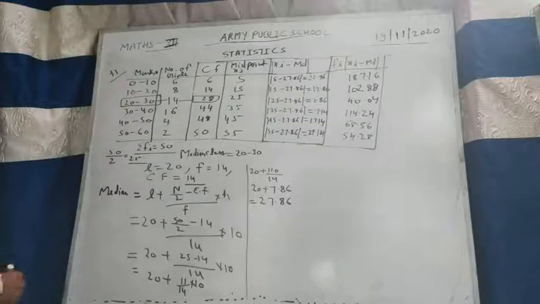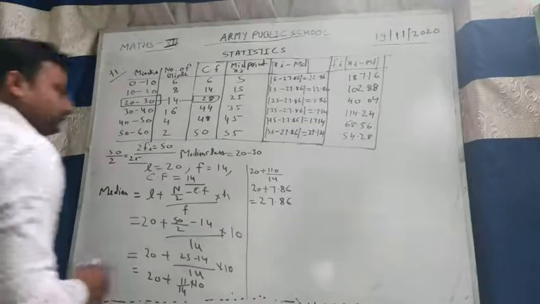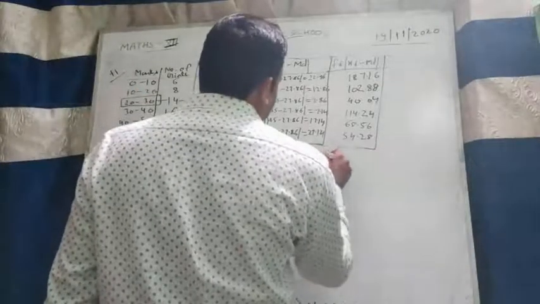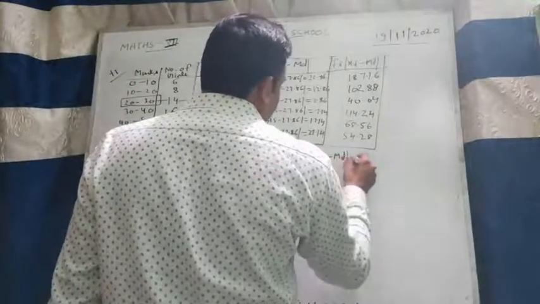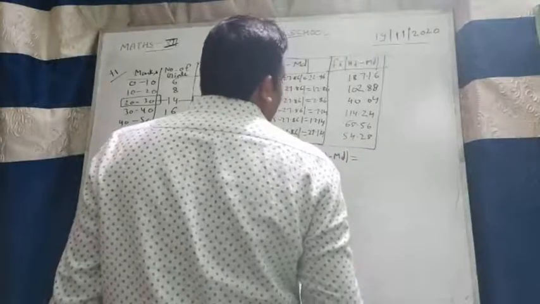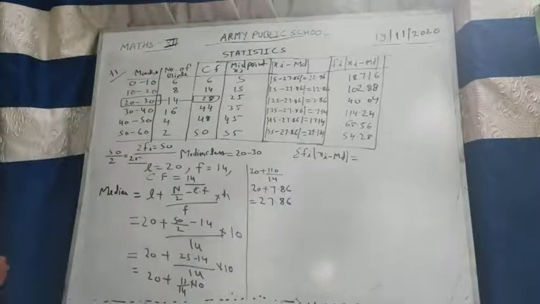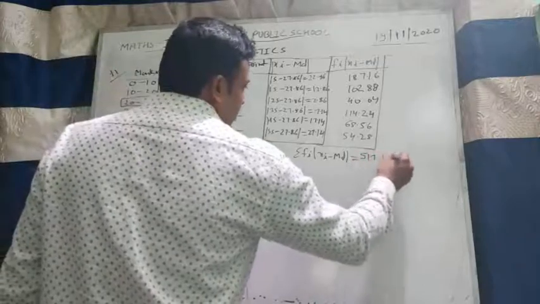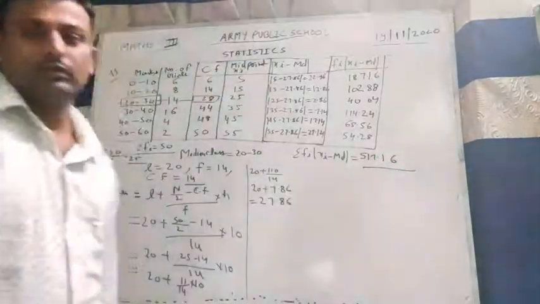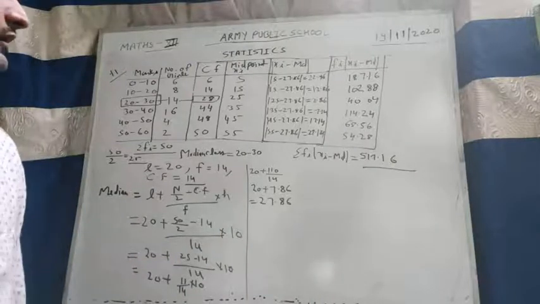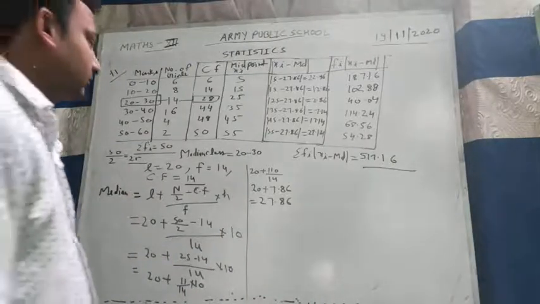Now we will add these up. We get summation of Fi modulus xi minus median. After adding these, we get 517.16. So this is our summation of Fi modulus xi minus median.